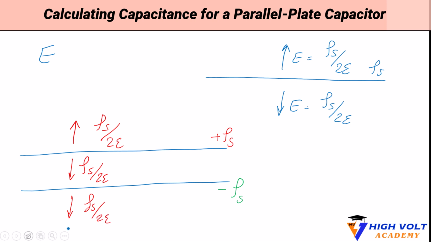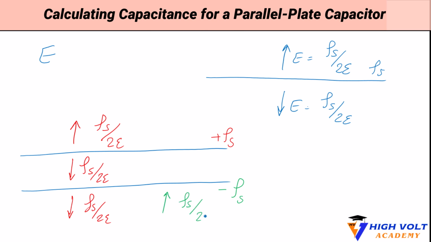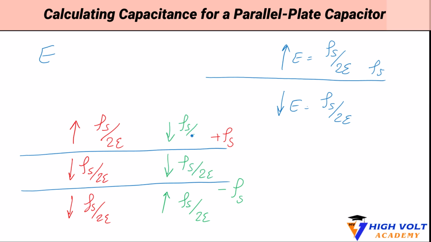Now I consider that the bottom plate has electric charge, but the upper one has no charge. The electric field due to minus rho S equals rho S divided by 2 epsilon toward the plate, in each region. Now if I consider the two states together and use the superposition law, one can say that the electric field above the plates is 0, the electric field below the plates is also 0 because they are equal but in opposite directions, and between the plates the electric field equals rho S divided by epsilon. Now the electric field is known.